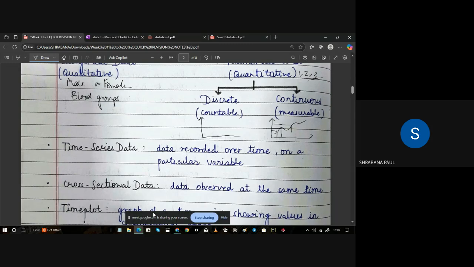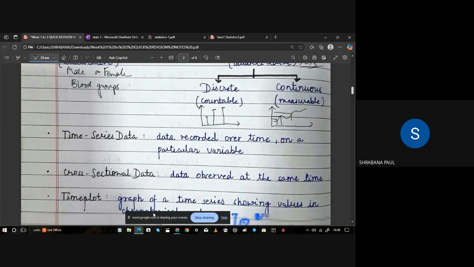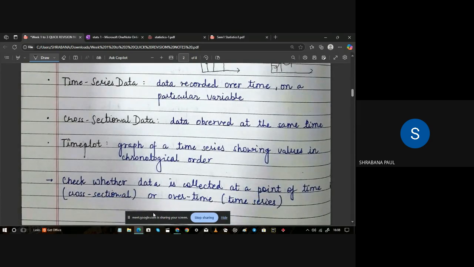Whereas discrete is countable. We present discrete data in bar graphs or histograms and so on. So continuous data are those that can be drawn without dropping a pen, whereas discrete data is the reverse. Now, time series data.